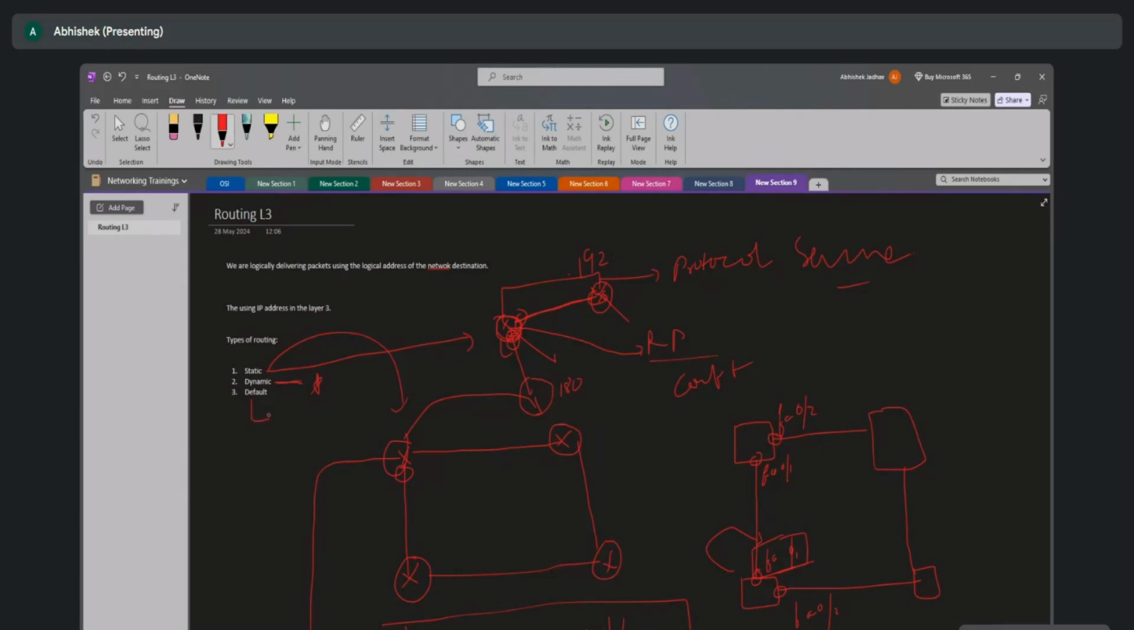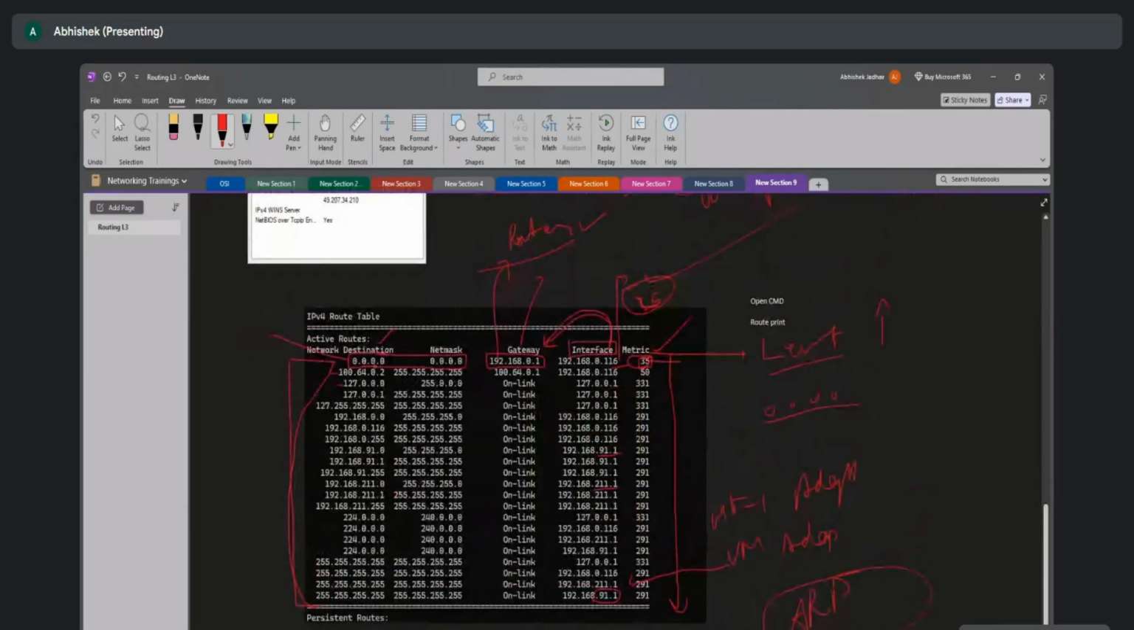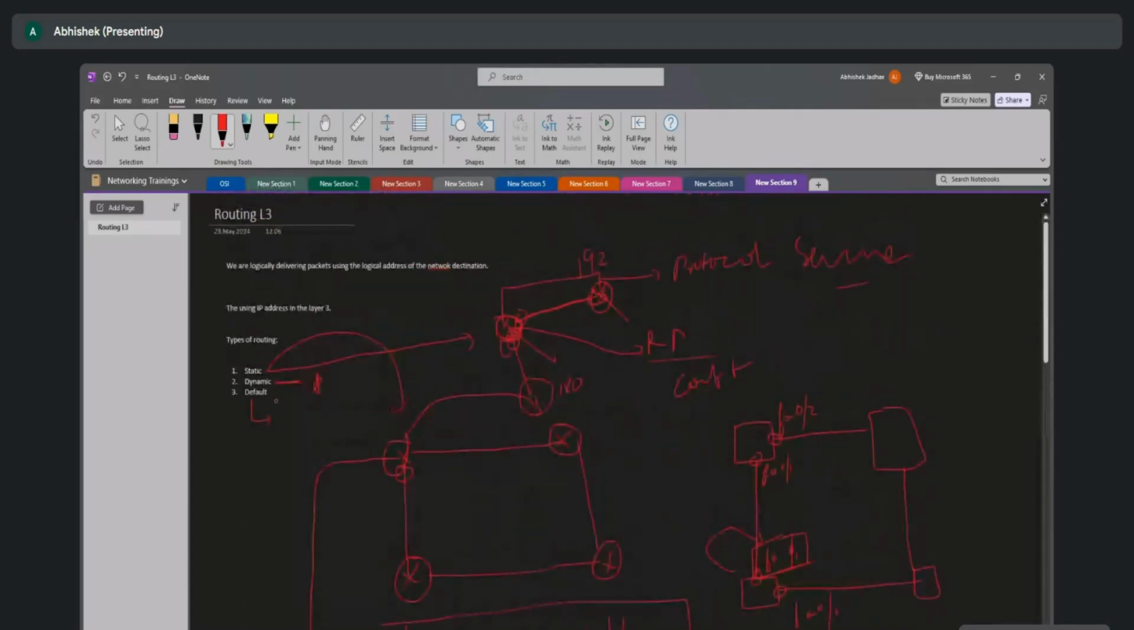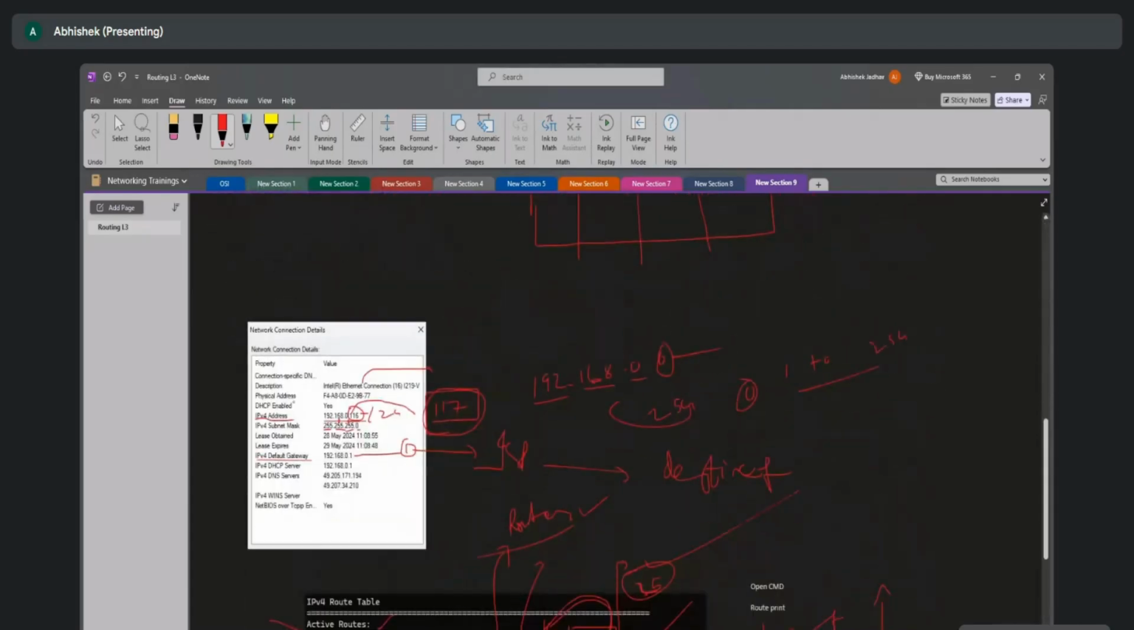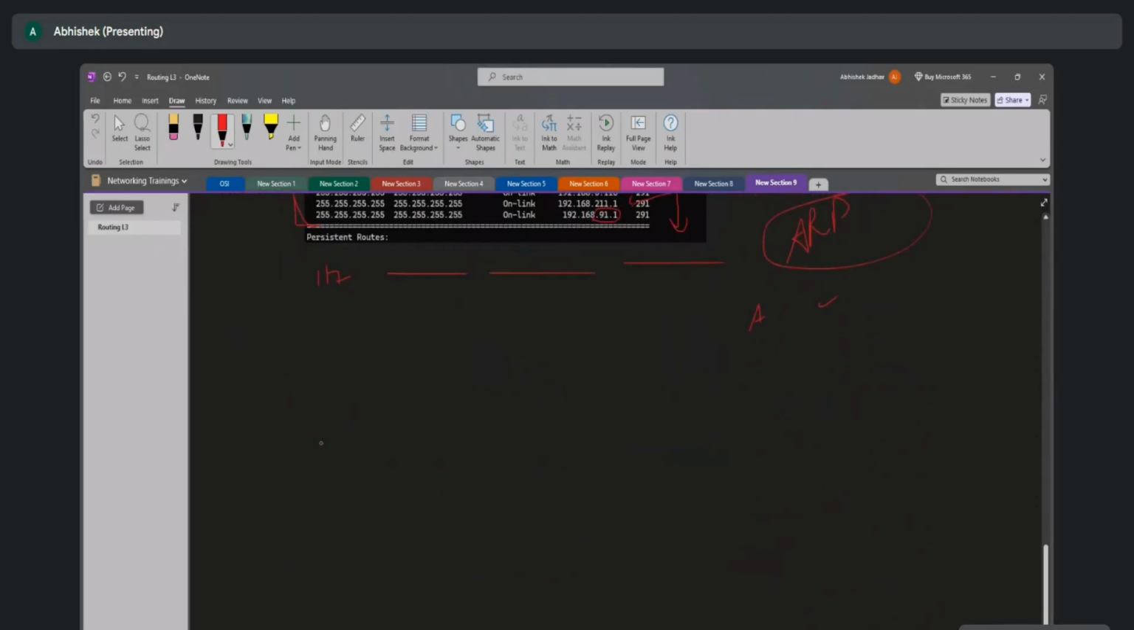Next, we'll discuss about default. Right? Default is nothing but what we have seen here, 0.0.0.0, and the net mask is also 0.0.0.0, right? There is no major importance of default routing, but it comes in handy when you are trying to configure a network within an organization. So let's assume that this router is sitting within your office network, right?